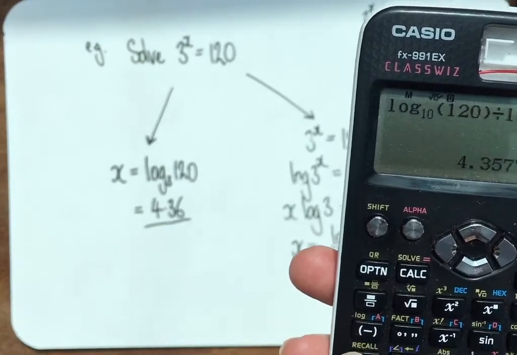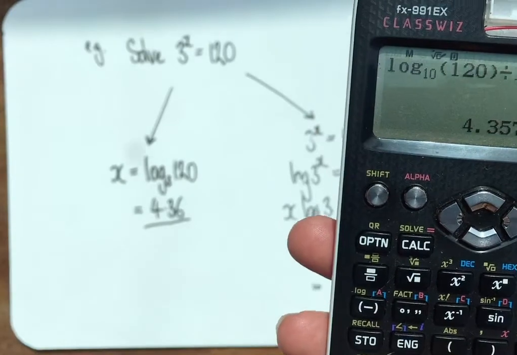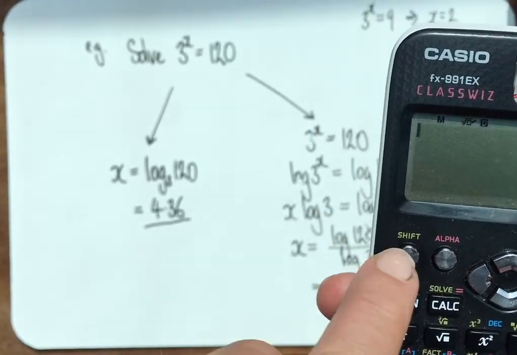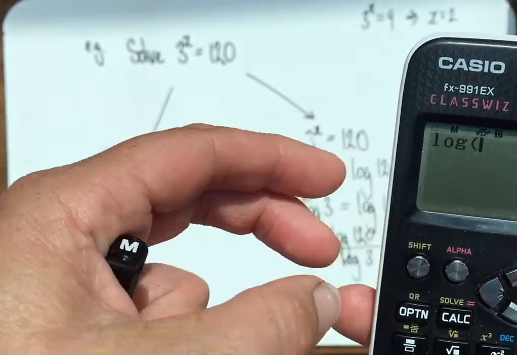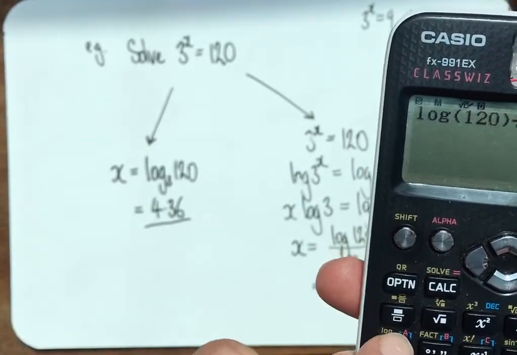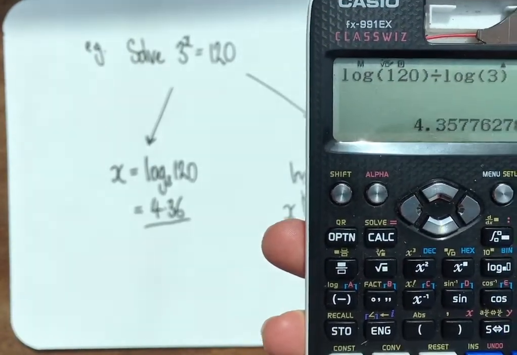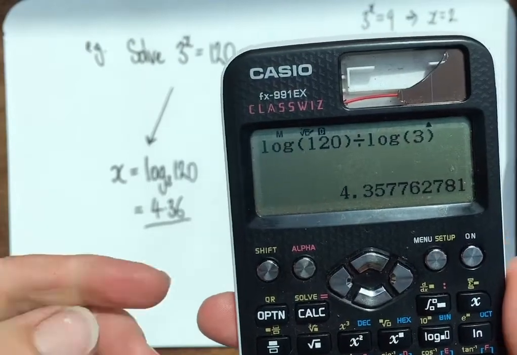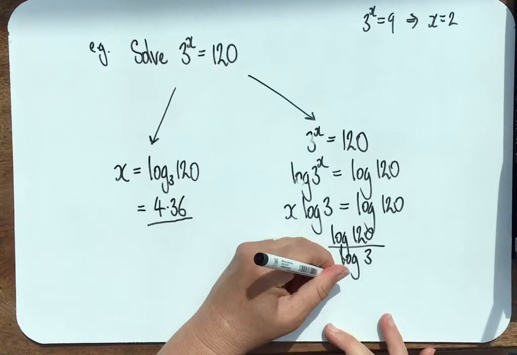There is another log button here on your calculators, which is base 10, and that saves you having to write in that base 10. So you can do shift log 120 divided by shift log 3 if you want to, just to save writing in that base 10. Okay, but this way is nice and quick and easy for these.